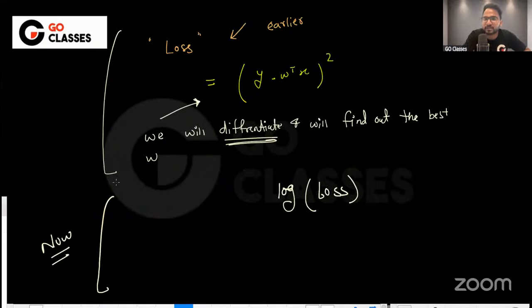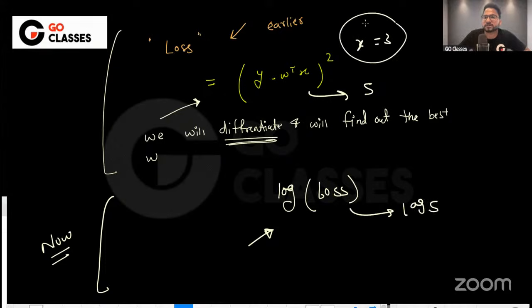Log doesn't impact the minimizer: whatever x was minimizing this, the same x will minimize this. The loss will not be the same. Suppose this is 5, then this will be log 5. But if x value 3 is minimizing this, then x value 3 is also minimizing this. The loss will not be the same, but the x value will be the same.